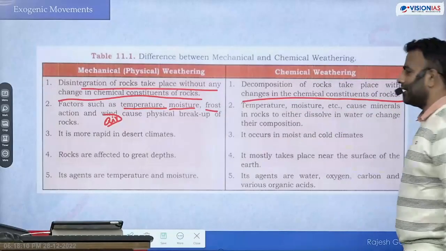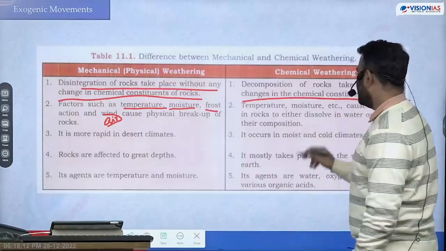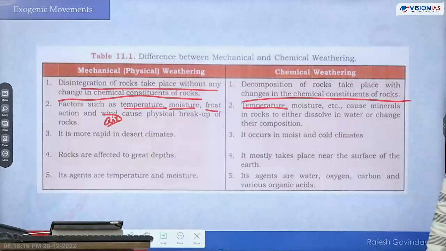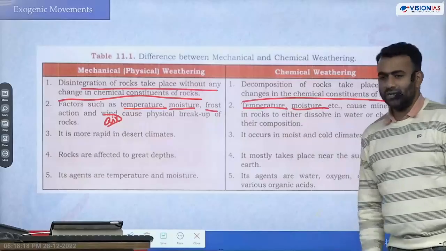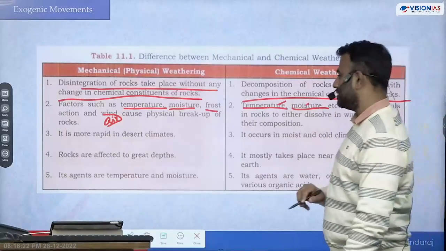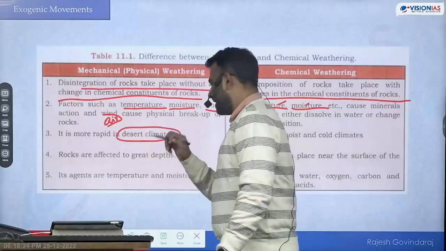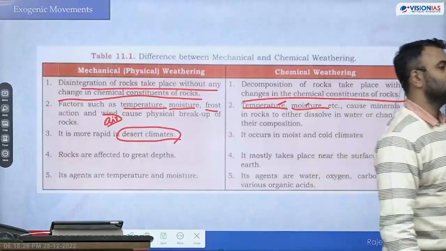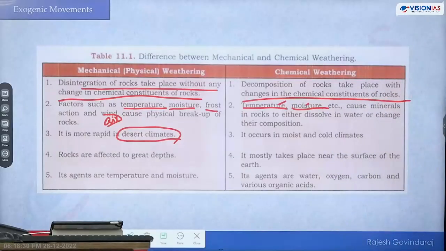Physically it is impacting. Here the chemically it is because of temperature. At high temperature the chemical reactions are faster. At higher moisture level again the chemical reactions are faster. The two factors, temperature and moisture. Physical weathering is more active in desert climate. Why? Physical weathering is more active in desert climate.